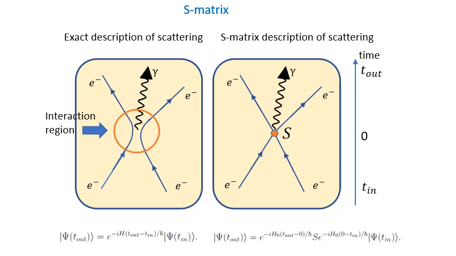Then instead of the exact description of the time evolution with the full Hamiltonian, we can represent the history of collision in 3 steps. First, there is a time translation from time t in to 0 with the non-interacting Hamiltonian. Then the resulting state at time 0 is multiplied by the S matrix. And after that, the system continues its non-interacting evolution from time 0 to infinity. In this approach, all non-trivial scattering effects have been condensed in the S matrix.